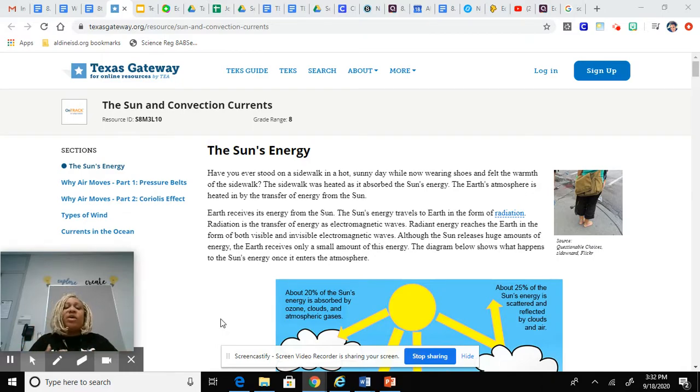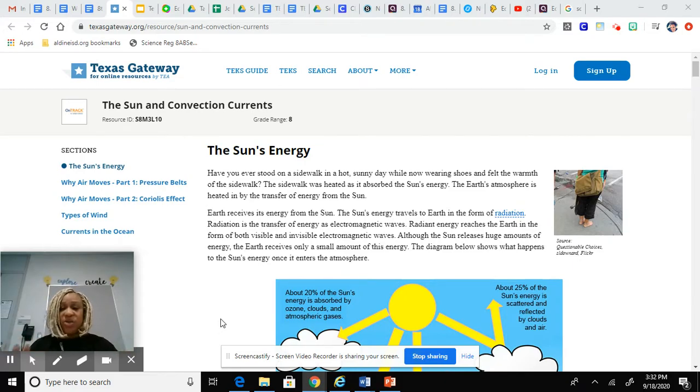Heat is always going to go or gravitate toward cooler areas, all right? And this is pretty much what we're going to be talking about. In the atmosphere, you have heat that is going to always go toward cooler areas. Wherever it's cooler, that's where the heat will flow, okay? So, Earth receives its energy from the sun.